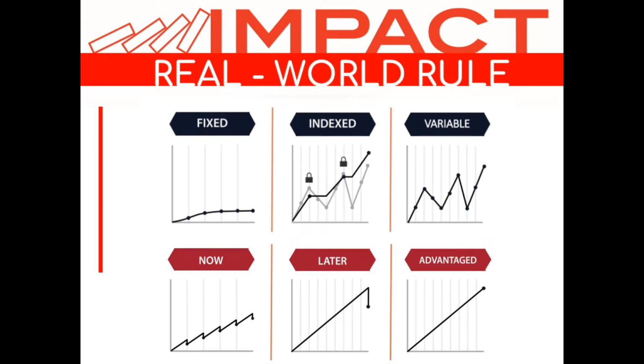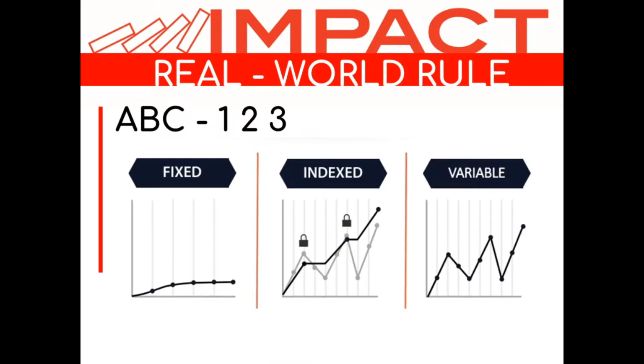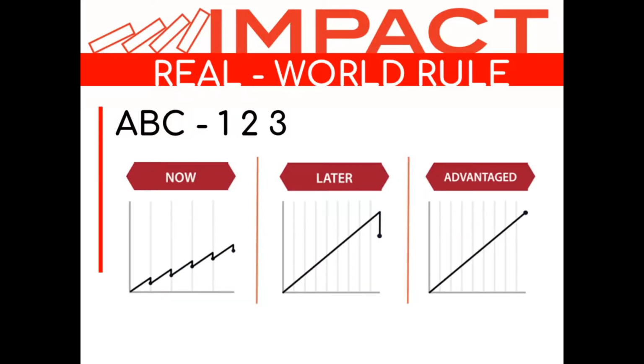Impact real-world rule of money for today. This is a principle that's simply taught. We call it ABC 1, 2, 3. And the reason we call it ABC 1, 2, 3 is basically there are 3 ways that money grows, A, B, C, and there's 3 ways that money is taxed, 1, 2, and 3.